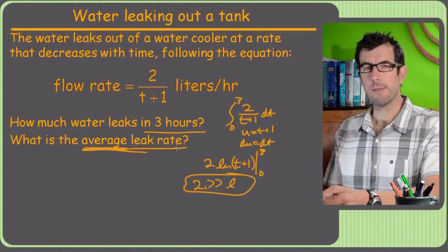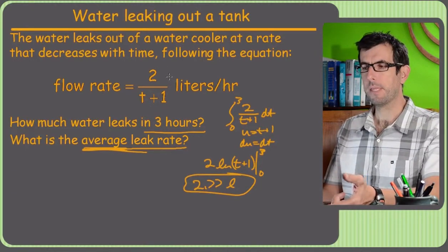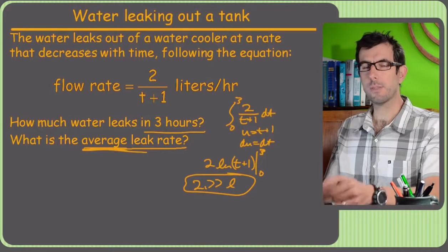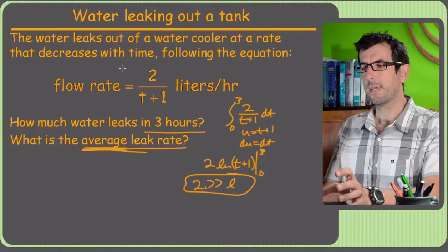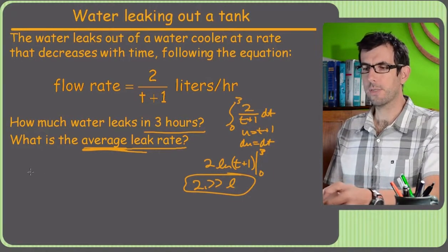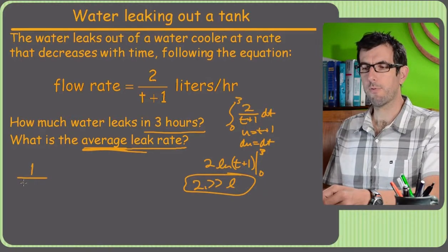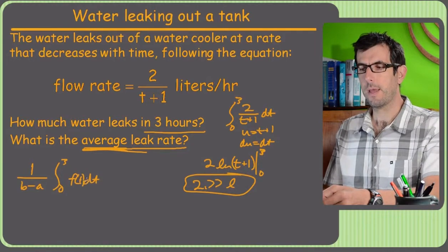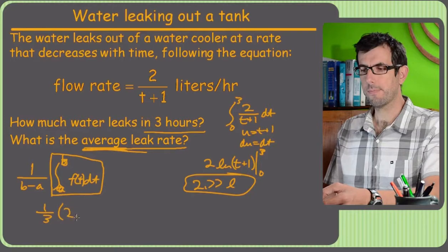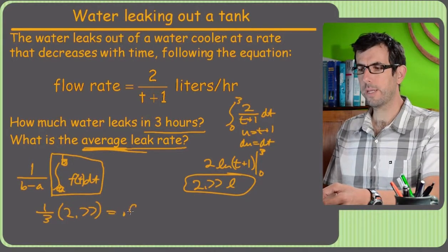But now, what is the average leak rate? Well, the leak started out faster, but then as time goes on, this denominator gets bigger and it's leaking slower and slower. So the water is coming out slower and slower over time. The average rate is going to be the amount that leaked out in 3 hours divided by 3 hours. Because you'll notice that in our equation for average, it's just 1 over b minus a times the integral from 0 to 3 of the function. But isn't this what we just found? So this is 2.77 liters, and this is really a and b. So really we just need 1/3 times the answer we just found. So that's going to equal 0.923.